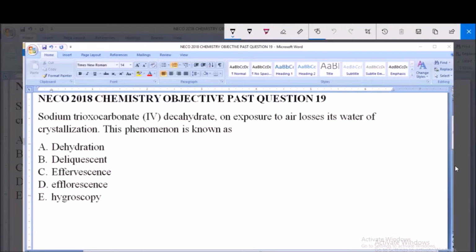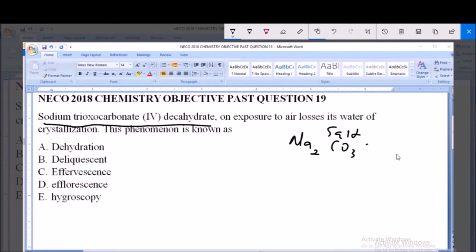Sodium trioxocarbonate 4-decahydrate on exposure to air loses its water of crystallization. This phenomenon is known as A. Dehydration, B. Deliquescence, C. Effervescence, D. Efflorescence, E. Hygroscopy. So sodium trioxocarbonate 4-decahydrate is a salt represented by the formula Na2CO3.